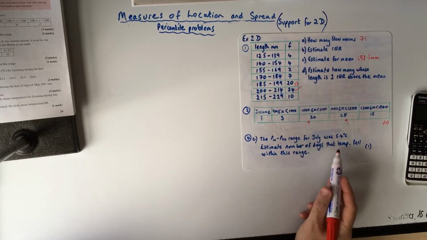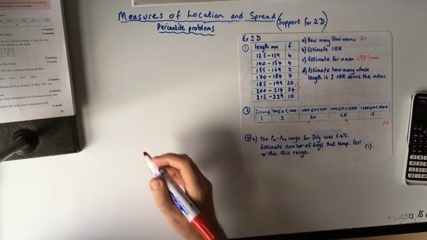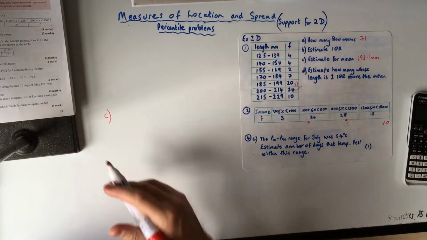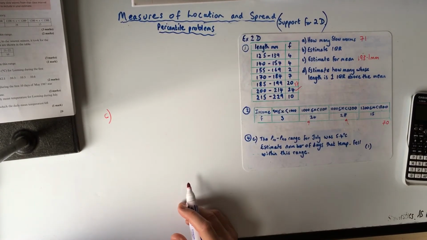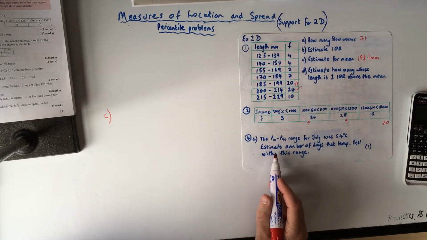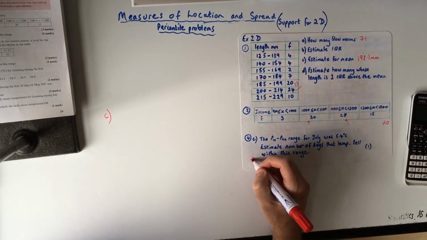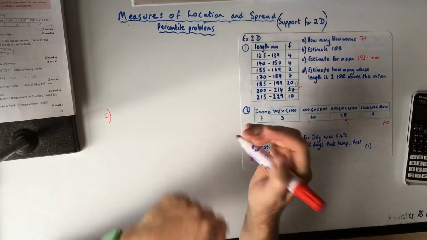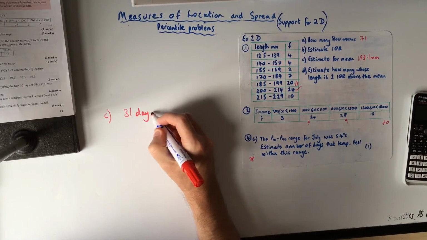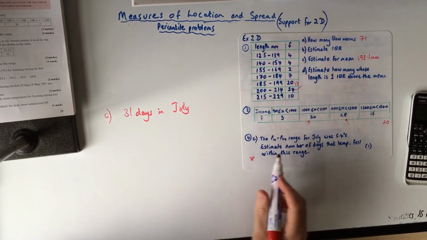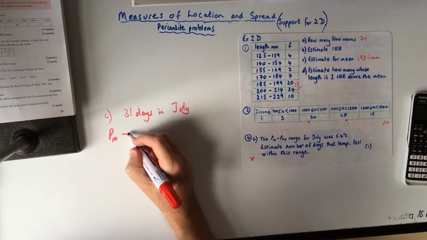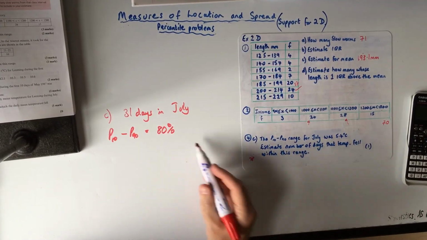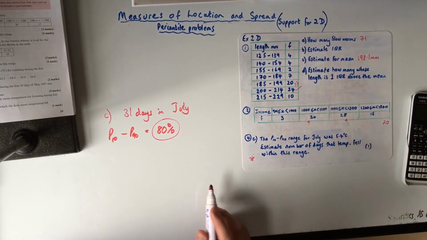Well, for that one, I thought about this one, I thought, oh, it's not really connected to the numbers in the question, it's just a maths question. So for part C, you just got to think how many days in July: January, February, March, April, May, June, July. There's 31 days in July. The range between P10 and P90 is 80%. That's the gap. So 80% of the days fall within this range.